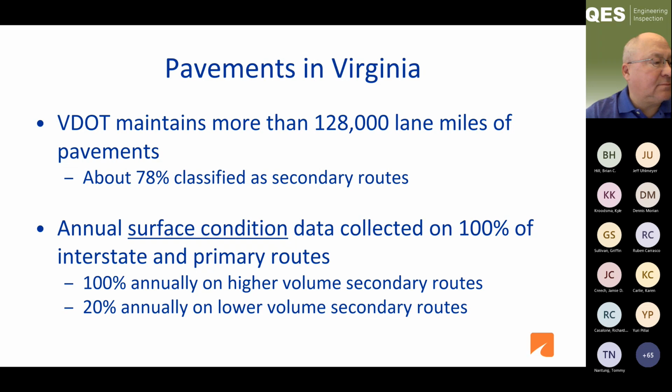In terms of our annual condition, we collect the surface condition. So, things you can see from the surface, cracking, rutting, that kind of information, collected on 100% of our interstate and primary routes every year, and 100% of the higher volume secondary routes every year, and then every 5 years on the lower volume secondary routes. So quite a bit of information, but again, it's all surface condition. Next slide, Steve.